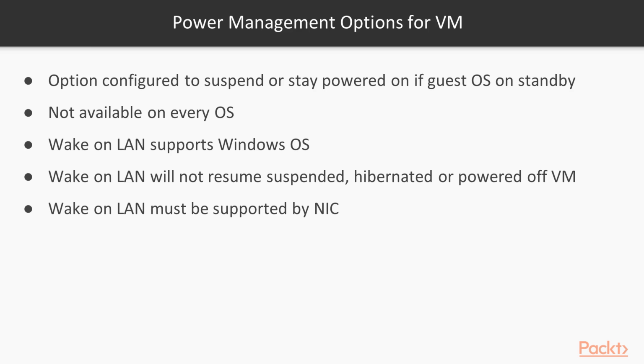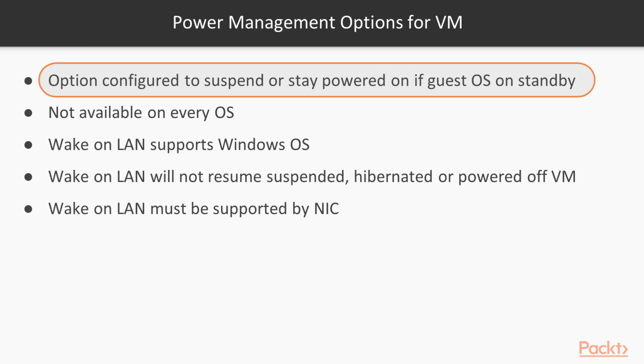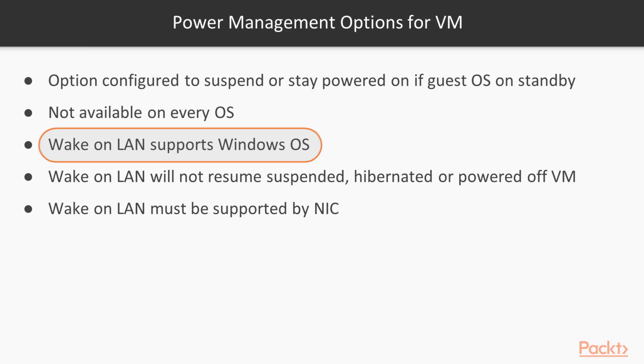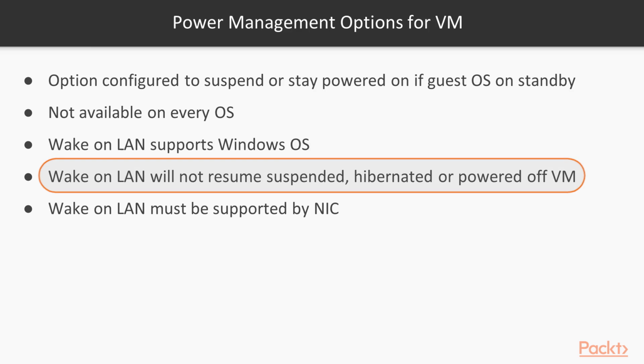We will now look at power management options for virtual machines. I'm sure you're all familiar with power management options for the ESXi hosts, but this option allows a virtual machine to stay powered on or be suspended if the guest operating system goes on standby. It's not available on every operating system, and the Wake on LAN supports Windows OS and must be supported obviously by the NIC card. The Wake on LAN feature will not resume suspended, hibernated, or powered off VMs. So again, this is a useful feature to have in order to conserve resources in your cluster. It's something for you to consider.